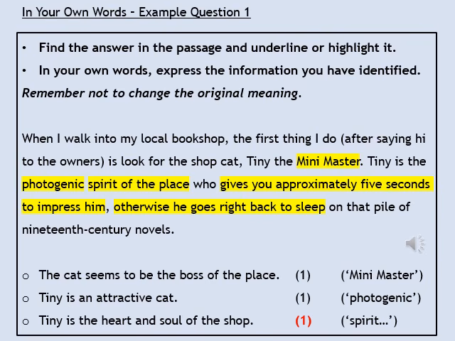Here we've got a number of possible answers we could have given. The cat seems to be the boss of the place. That's a gloss of Mini Master. Tiny is an attractive cat. That, of course, is a paraphrase of photogenic. We could have said that Tiny is the heart and soul of the shop, glossing the fact that he's the spirit of the place.